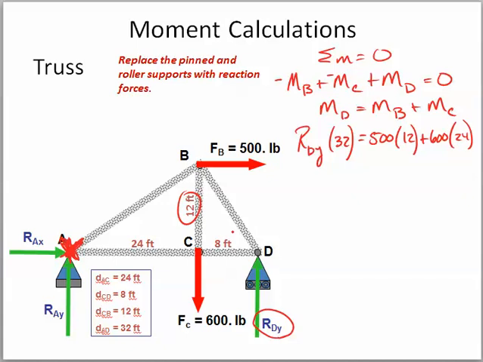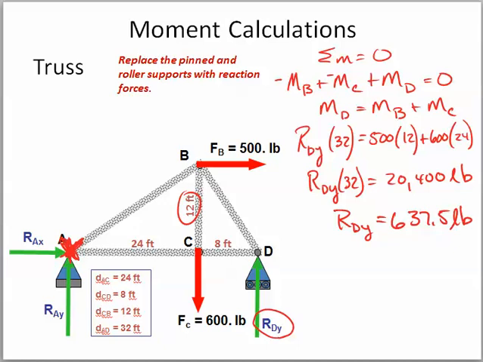Well, when we do all this math and add it up, that gives us the reactionary force at D in the y direction times 32 is equal to 20,400. And I believe this is pounds again. I keep wanting to say newtons. I'm used to my physics. Solve for the reactionary force at D in the y direction, and we get 637.5 pounds. So that means this one right here is pushing up at 637.5 pounds of force.